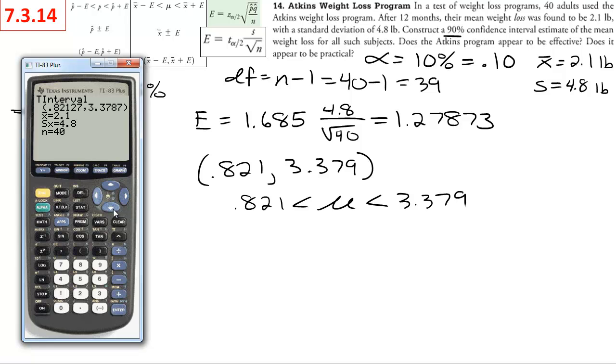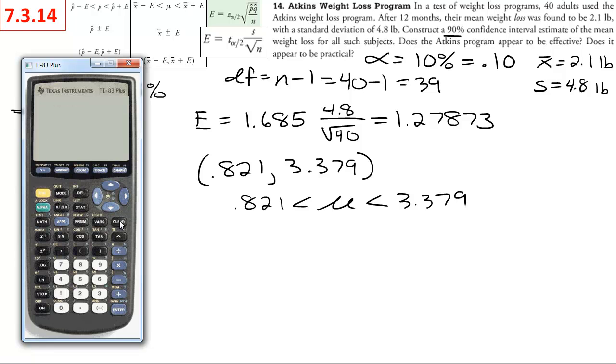Same thing we got. It gives you all of the information on the screen, the x bar, the S, and the n. It only does that in case you actually had raw data and you put raw data in one of your lists. Then it would calculate those summary statistics for you as well, because it's often good to know those. Since you already had them, it's just telling you something you already knew. But there's your interval, the same numbers, 0.821 and 3.379 if you rounded to 3 decimals. Okay, pretty simple there, right?